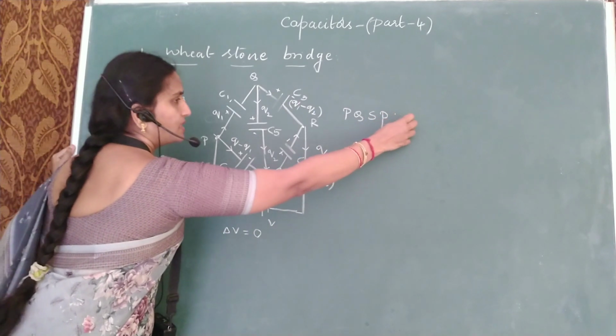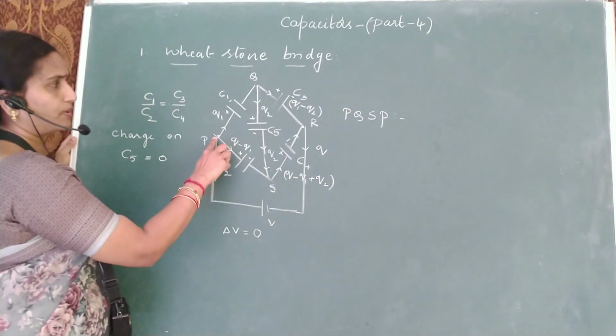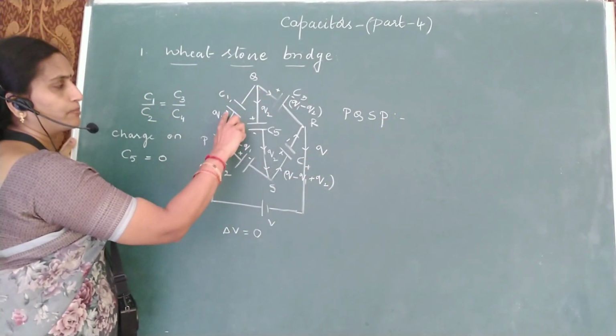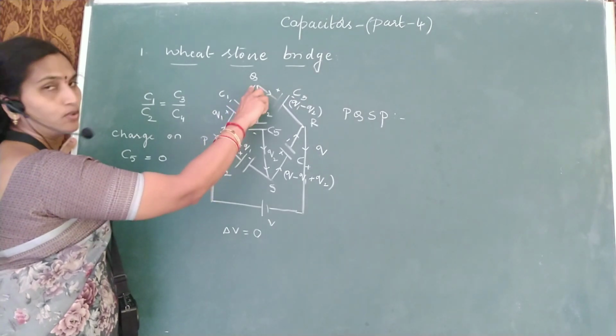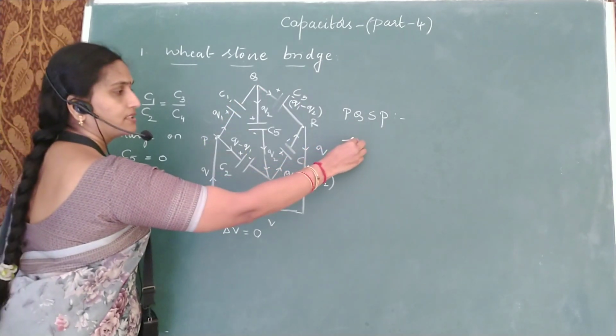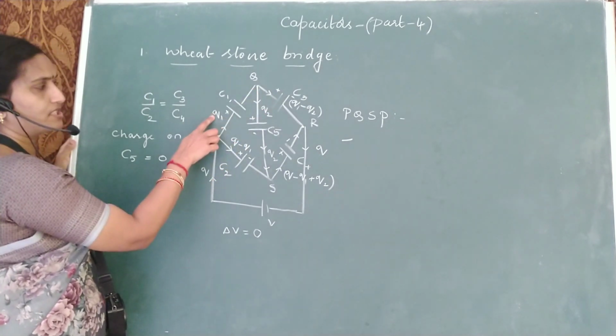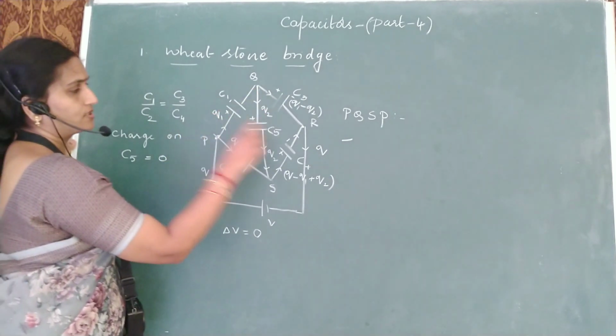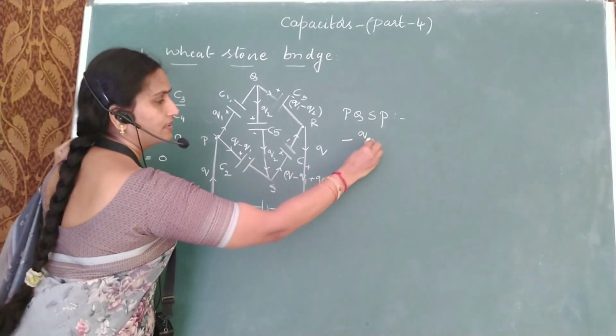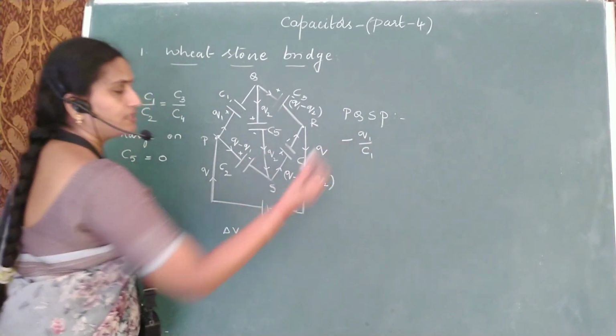Okay, I'm writing the equation for voltage. Start from P to Q. You are moving from positive to negative, that means from high to low potential. So we have a minus sign. Potential difference across this capacitor would be charge divided by its capacitance. So charge here is Q1 divided by C1.